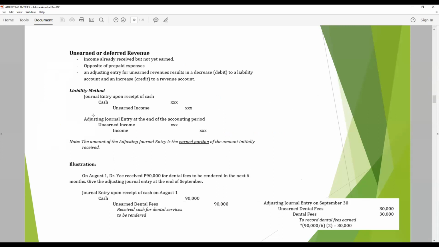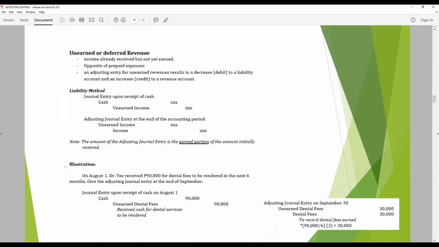And then your adjusting entry at the end of the accounting period using liability method is debit unearned income. So dito, i-recognize nyo na yung earned portion ng bayad sa inyo na client. So debit unearned income, hindi na siya liability kasi na-earn nyo na siya, and credit income. Yung earned portion lang. So the amount of the adjusting entry is the earned portion of the amount initially received.